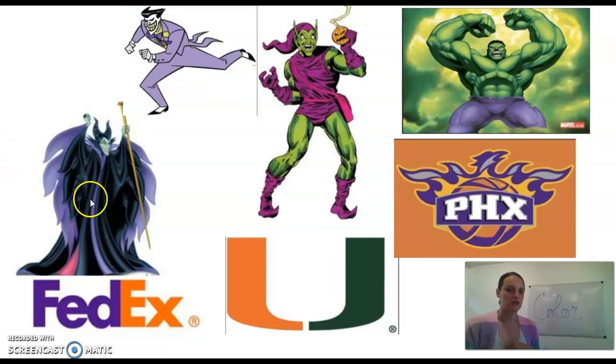So you have characters like Maleficent, who has green skin and purple robes. The Joker, who is wearing a purple suit. He's got green accents on it. The Green Goblin has his purple outfit, green skin, and he's even using that third secondary color with his pumpkin smoke bombs. A lot of students like to push back with me, but Hulk is an Avenger.